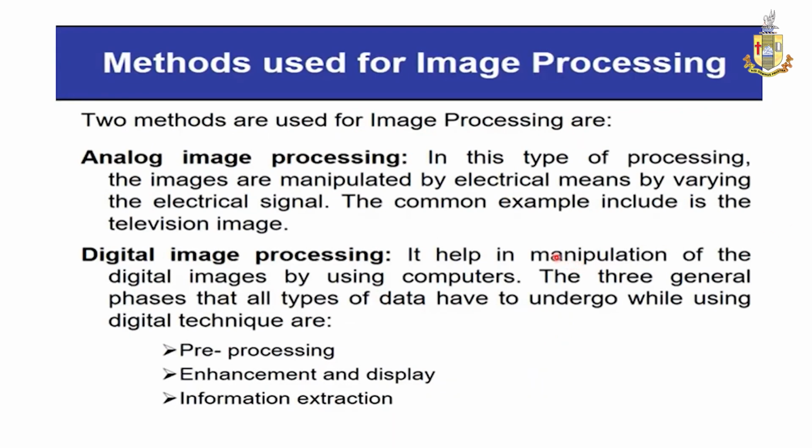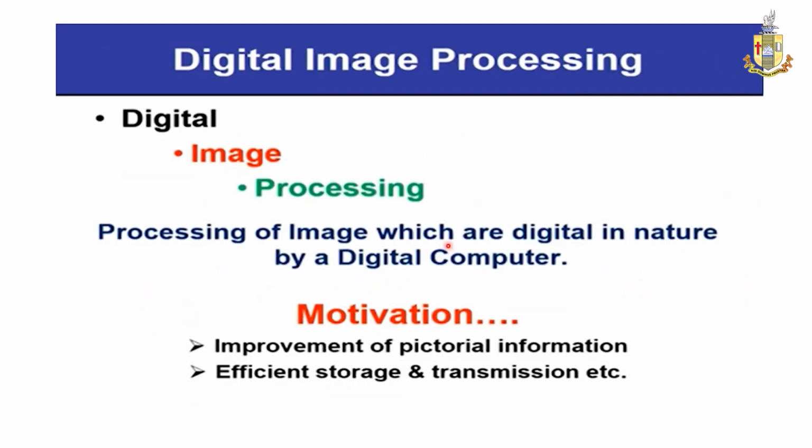And there are various methods used in image processing. There are two classifications. One is analog image processing and another one is digital image processing. So let us start with the definition of digital image processing. Processing the image which is digital in nature by the digital computer is known as digital image processing. So the motivation of using digital image processing is improvement of the pictorial information and to have efficient storage and transmission of image data.